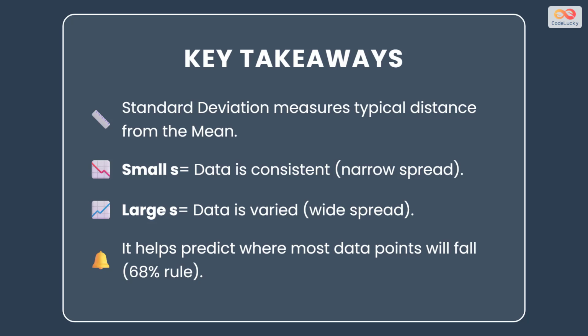To wrap up, remember these three things. 1. Standard deviation is just a measure of typical distance from the center. 2. A small number means consistent, narrow data. And 3, a large number means varied, spread-out data. Understanding this spread is often more important than just knowing the average.